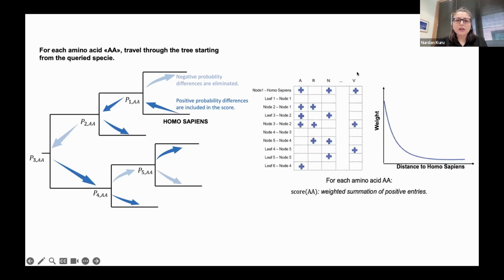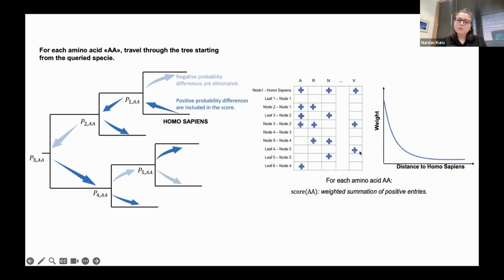Here you are seeing, for amino acid A, we travel the tree. Here, these are the positive probability differences. Of course, the amount is also important. It's not a constant, just 1 or 0, but we take the amount of change, like 0.6, 0.3, etc. And we travel the tree for R, and V, like for each of the 20 amino acids, we travel through the tree and collect positive probability differences. And the individual amino acid score is a weighted summation of these positive probability differences.